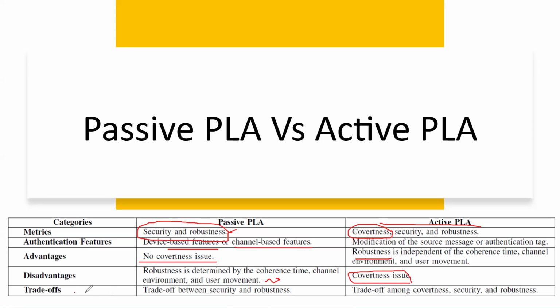Do we have a trade-off? Yes, there is a trade-off between security and robustness. And for active physical layer authentication, you have a trade-off between robustness, security, and covertness. A trade-off means that you improve something at the price of something else. You don't perform well in all the metrics, but rather in some of them, not all. So this is a brief comparison between passive physical layer authentication and active physical layer authentication.